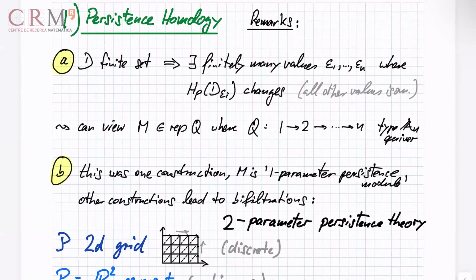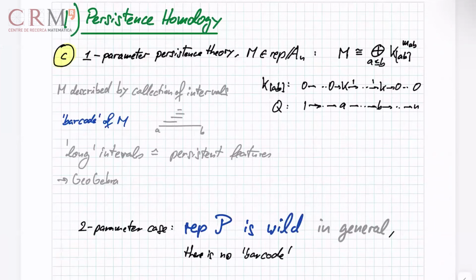I'm cheating here. Any given data set will have only finitely many values of a radius epsilon where something changes, and I focus on those finitely many values, because in between everything will be isomorphic, nothing changes, there's no relevant information there. So this is an epsilon_1, an epsilon_2, up to an epsilon_n. Only at those finitely many points I'm going to look. And so that's why I can view the whole thing as a representation of a quiver of type A_n.